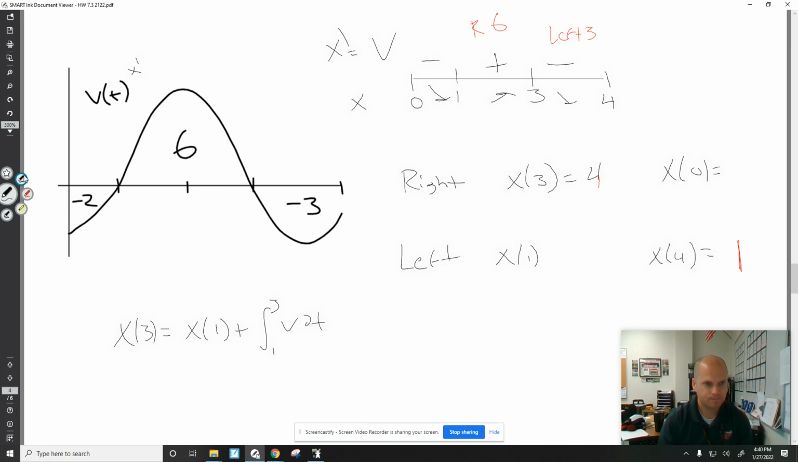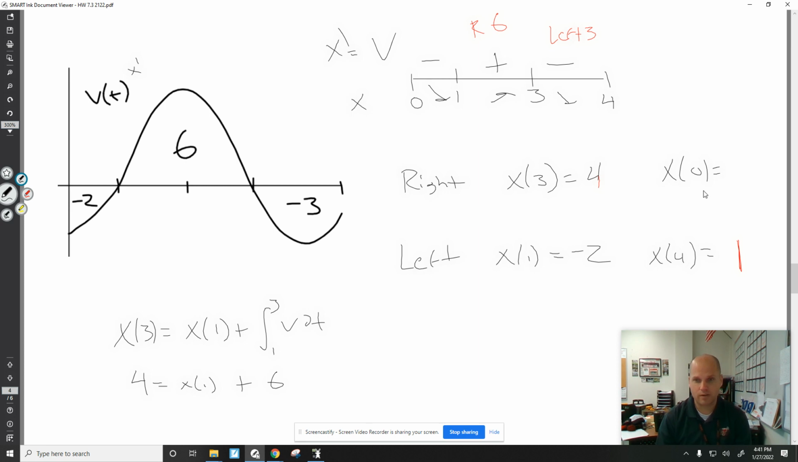It's that simple. So x of 3 is 4. I don't know what x of 1 is, but I know from 1 to 3, I'm going to the right 6. Okay, if I go to the right 6 to end up at 4, where did I come from? I came from negative 2. I got to subtract that 6. So this is negative 2.